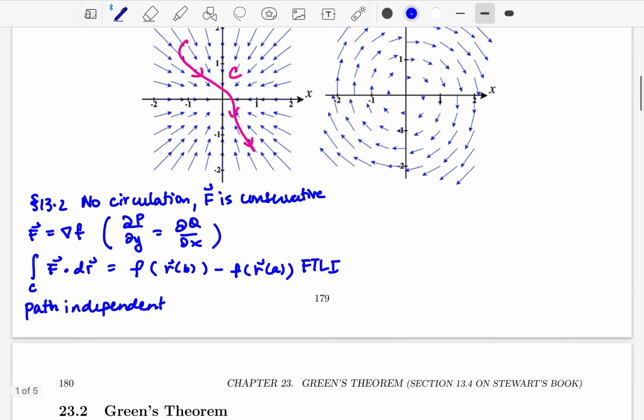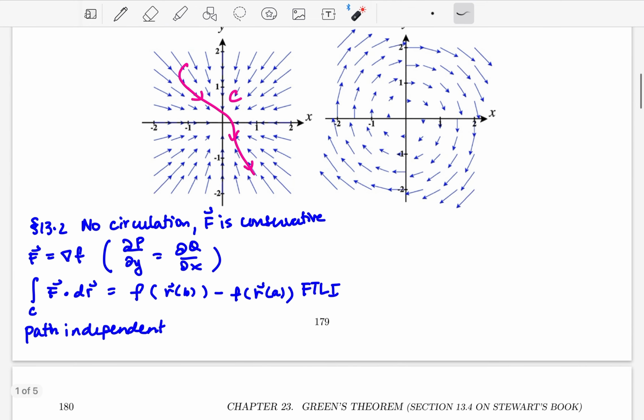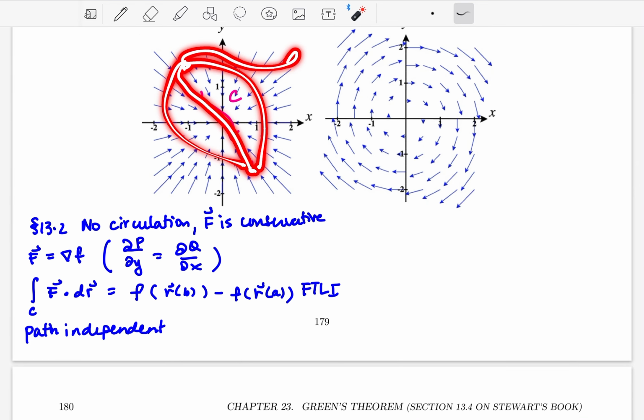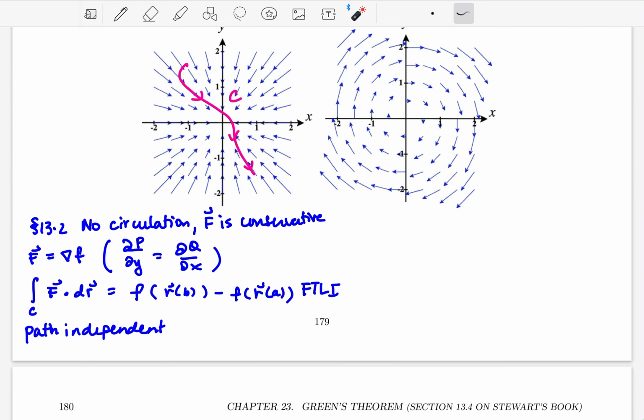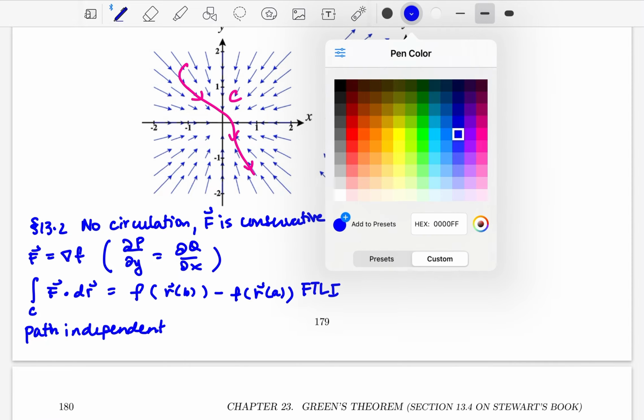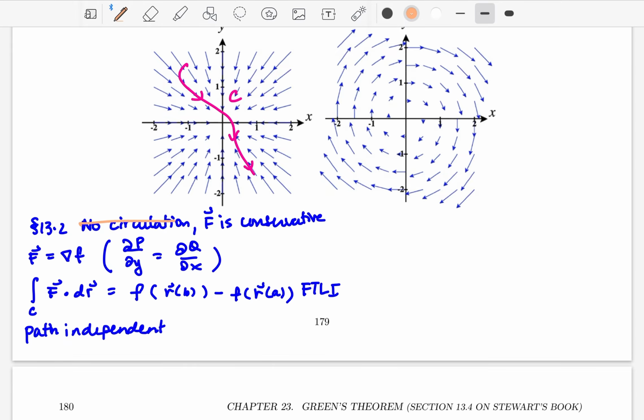So it doesn't matter if I'm going from A to B. It doesn't matter if this is A and this is B. If I go like this, or I go like this, or I go like that, it doesn't matter how I get from one point to the next one. Now, in order for this theorem to work, I need no circulation. So what happens if there is circulation? That's what we're doing now.